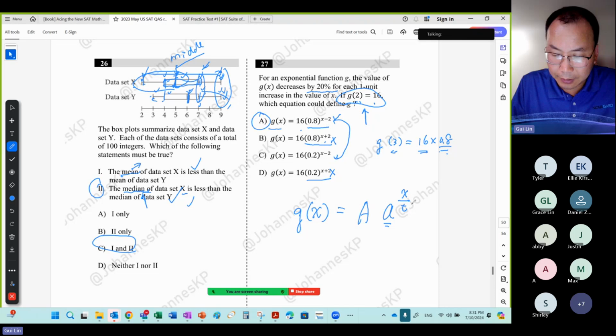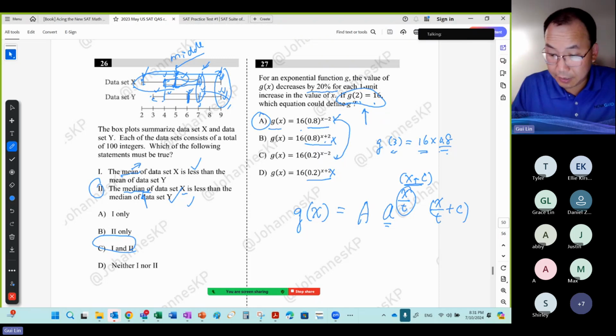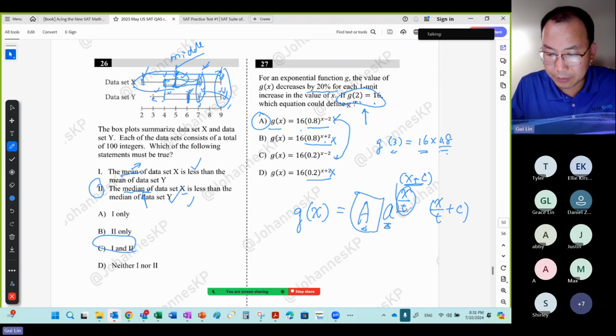Sometimes they do it like this, like the earlier question about the code box. And sometimes the exponent becomes X, a linear expression like X plus C, or X divided by T plus C, many different kinds of form. But basically, they have two things: one big constant here, and the base, and then different formats of this exponent part. So we need to figure out this data and base and the expression here.